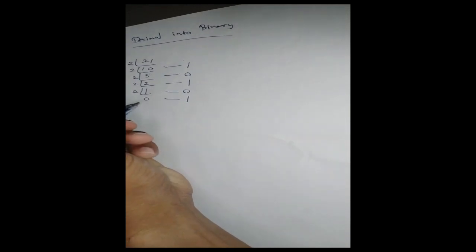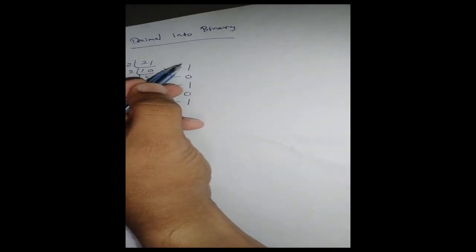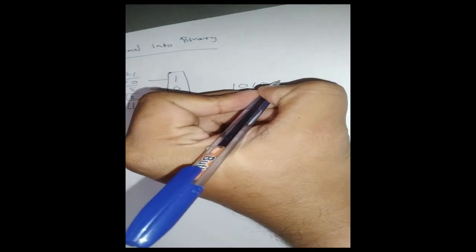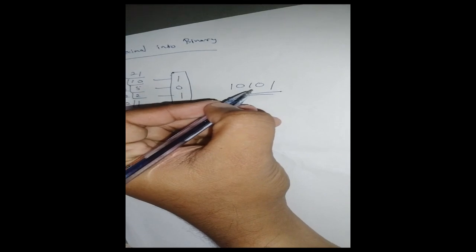Since you can't divide more, you have reached 0, and therefore this is the final binary value for number 21. How do you represent this? You need to write down the remainder values from bottom to top. So it will look like this: 1 0 1 0 1. This is the binary value for number 21.